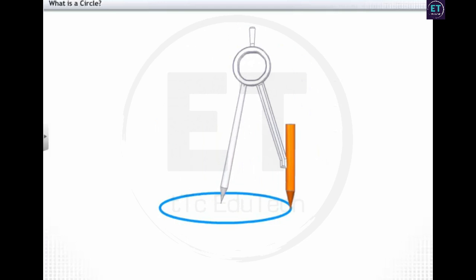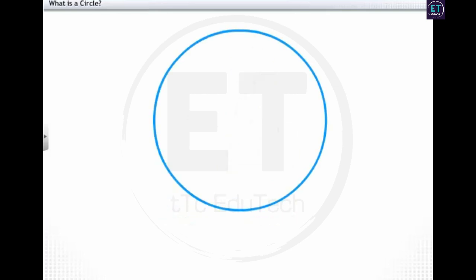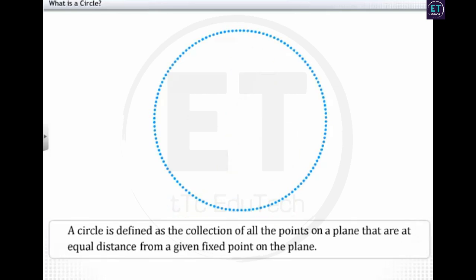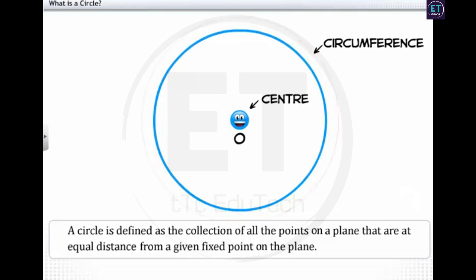Mr. A's motion around Mr. O is the same as the motion of the tip of a pencil fixed in a compass. Using this depiction, we define a circle as a collection of all the points on a plane that are at an equal distance from a given fixed point on the plane. Here the fixed point is point O, and it is called the center of the circle. The length of the edge of the circle traced around the center is called the circumference of the circle.